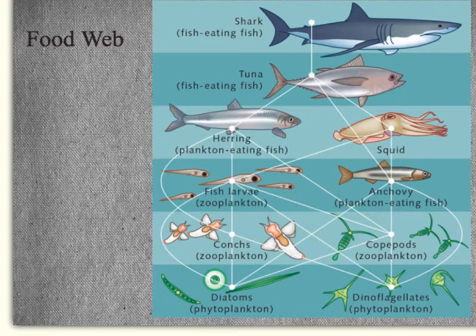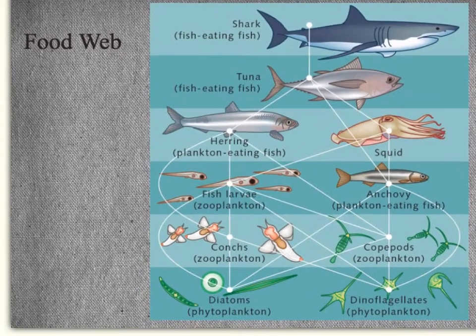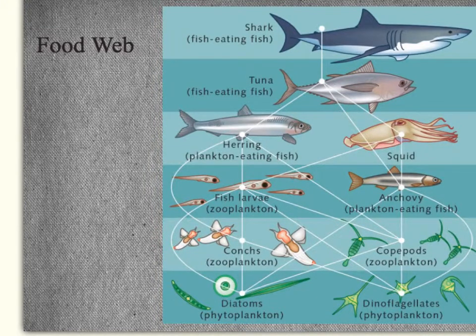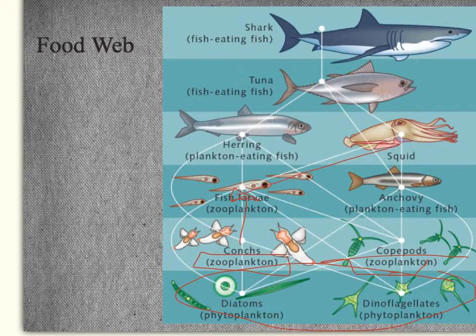So here's a marine food web. Again, down here we have our phytoplankton, our primary producers, and then they are going to be eaten by our consumers, which are the zooplankton. So our zooplankton right here. And then it's going to be eaten by the little fish, and then the little fish goes to the squid, and the squid goes to the big fish, and then to the shark.